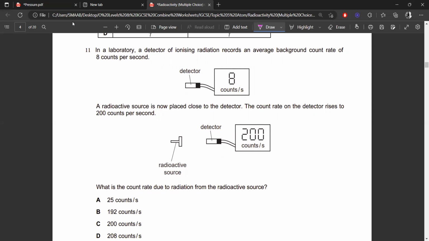So all those radiations are already present in our atmosphere, right? Whenever you start the device that detects radioactivity, it will show you some counts per second, because we already have background radiation. Those natural radiations already present in our atmosphere are known as background radiation, right? You just need to subtract the background radiation. So the particle has only 192 counts per second.